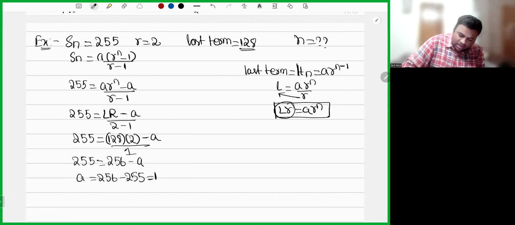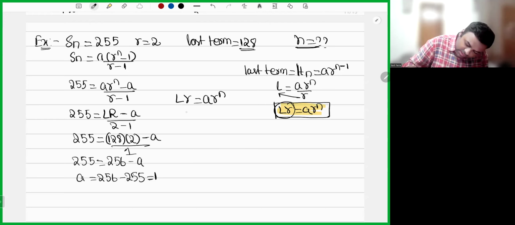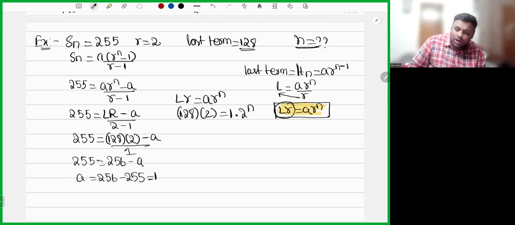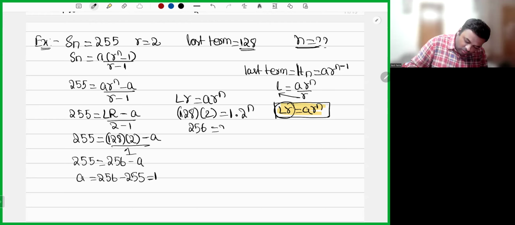He's not asking a, he's asking you to calculate n. Again, I'll take the same thing over here. L into r is equal to a into r power n. L is 128, r is 2, a is 1, 2 power n. 128 into 2, 256 is equal to 2 power n. What is 256? 2 power 8 is equal to 2 power n, so n is 8.